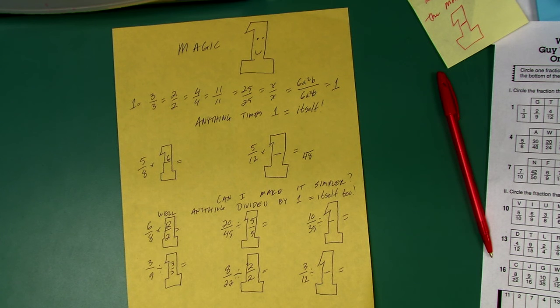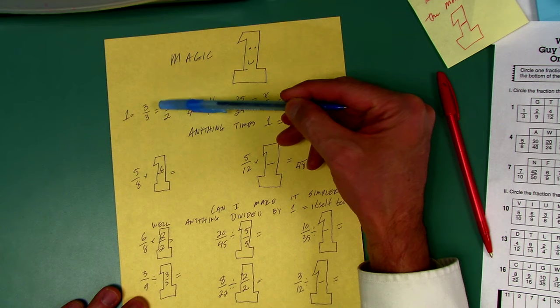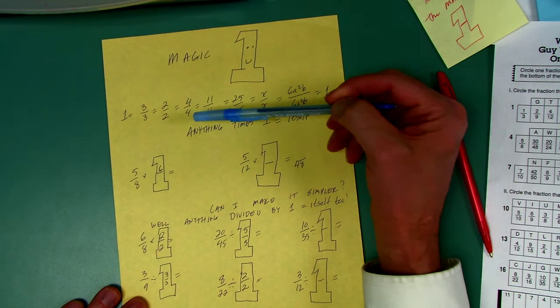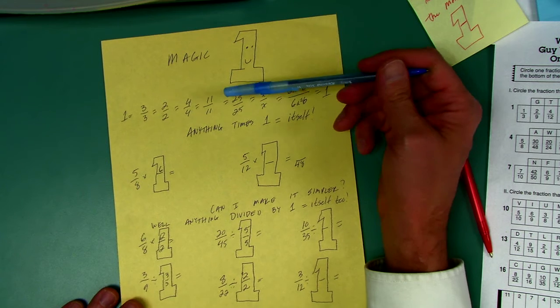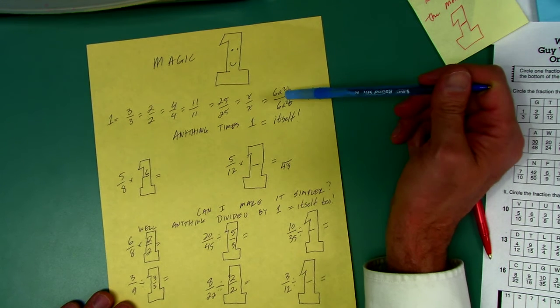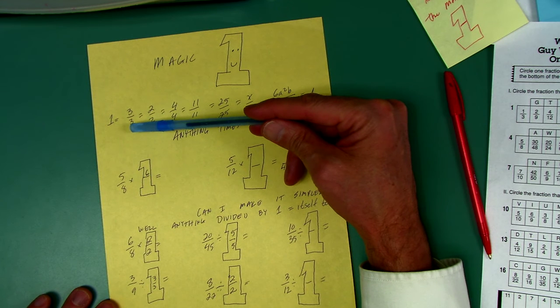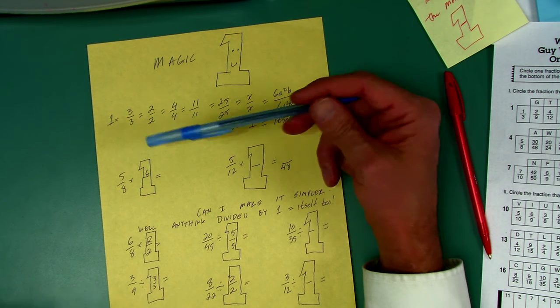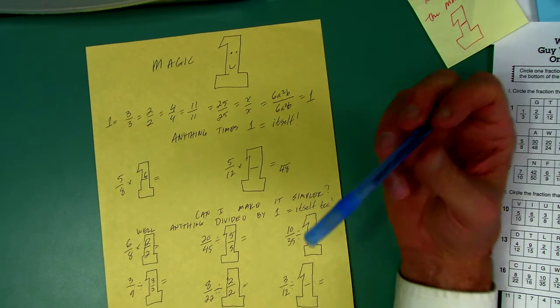Okay, first off, when you're doing fractions, if you have 3/3 or 2/2 or 4/4 or 11/11, right? That was like yesterday, huh? 11/11. 25/25, x over x, 6a squared b over 6a squared b. If you have the same number on top as on the bottom, then that fraction is one whole. It's 1. That's one thing that's important, okay?